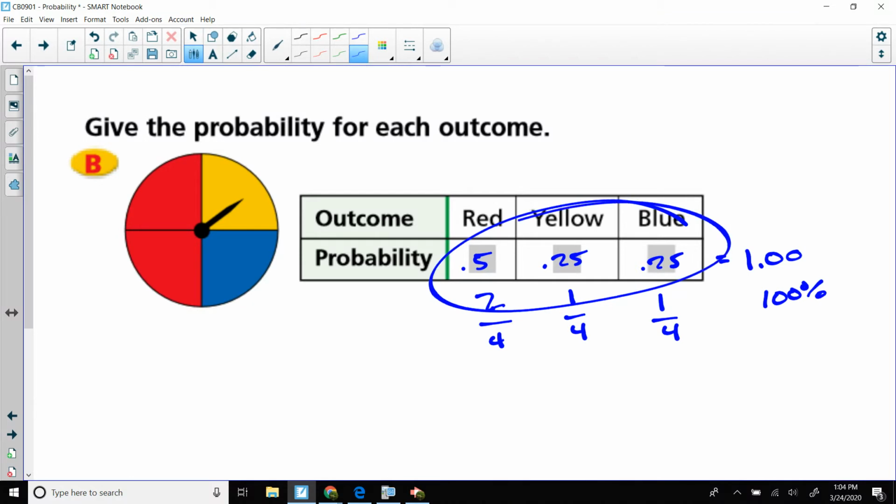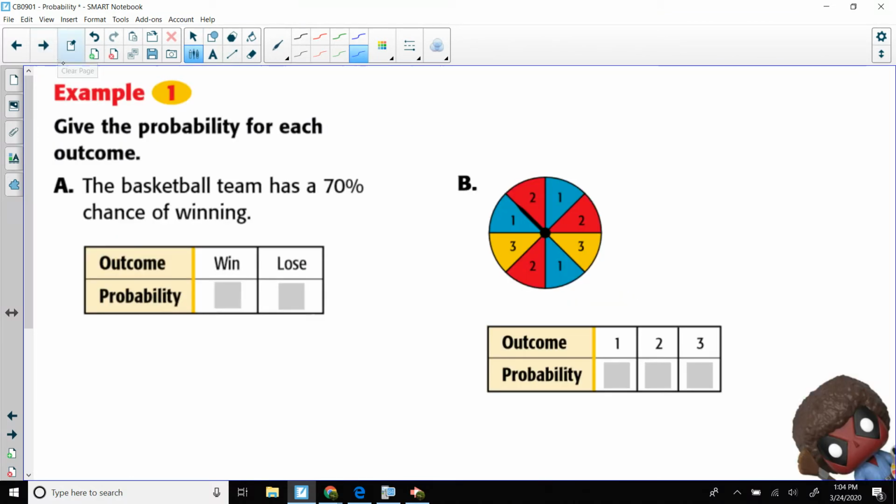I'll just have you fill in a couple of squares on your quiz. Pretty simple. If we did 2 more examples, the idea here is the basketball team has a 70% win chance. So that's going to be 0.70. 100% minus that 70% is going to give us 30%. So that would be 0.30.